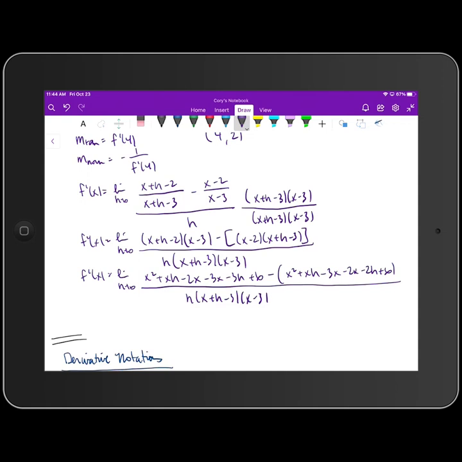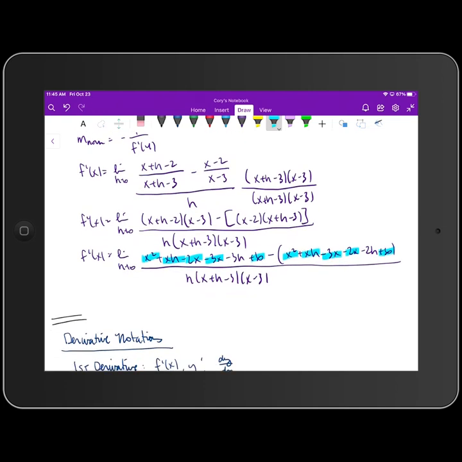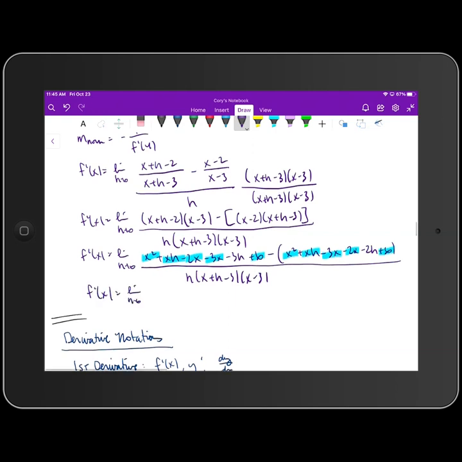Okay, so I'm going to try to simplify this as easily as I can. So we have x squared minus x squared, so those terms cancel. We have xh minus xh, so those terms cancel. We have negative 2x minus negative 2x, so those terms cancel. We have negative 3x minus negative 3x, so those terms cancel. And then we have 6 minus 6, so those terms cancel. So all we're left with on top is negative 3h minus negative 2h, which makes that numerator negative h. So we get f prime of x equal to the limit as h goes to 0 of negative h over that denominator.